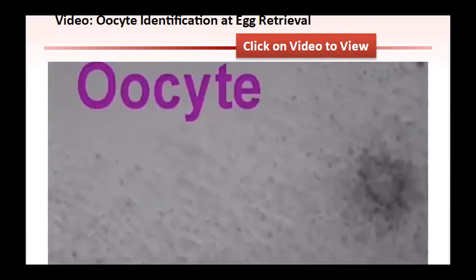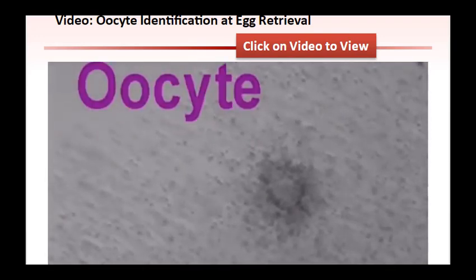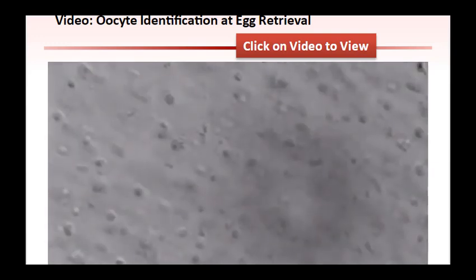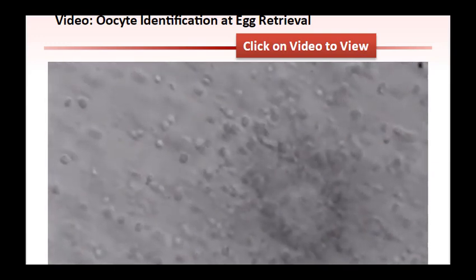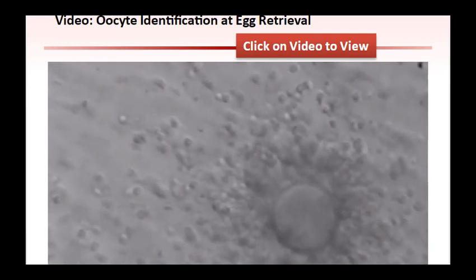Oocyte identification at egg retrieval. This video shows eggs in culture after egg retrieval. Note the polar body and the cumulus complex. This is a metaphase 2 or mature oocyte.